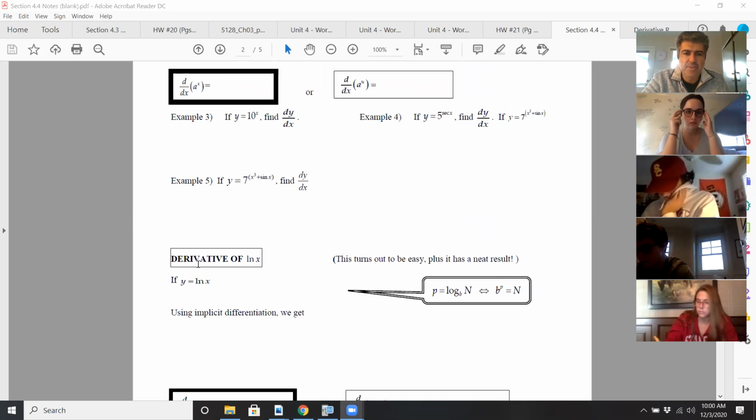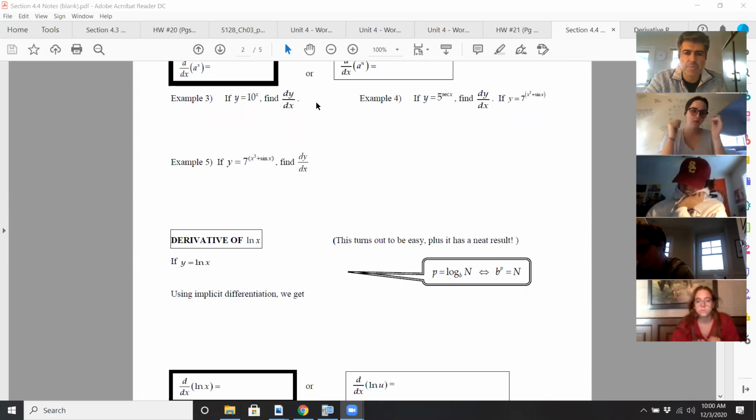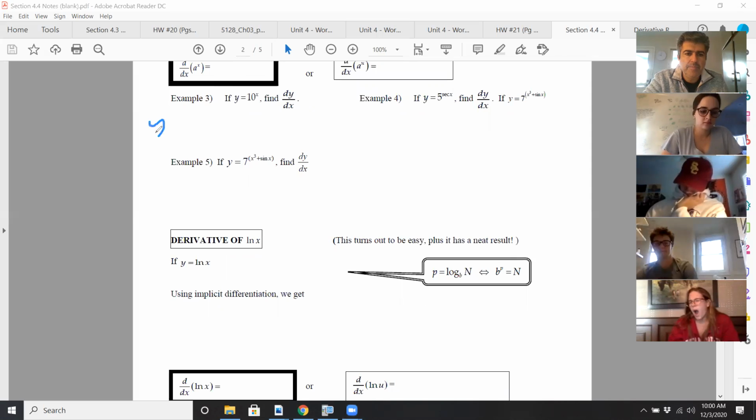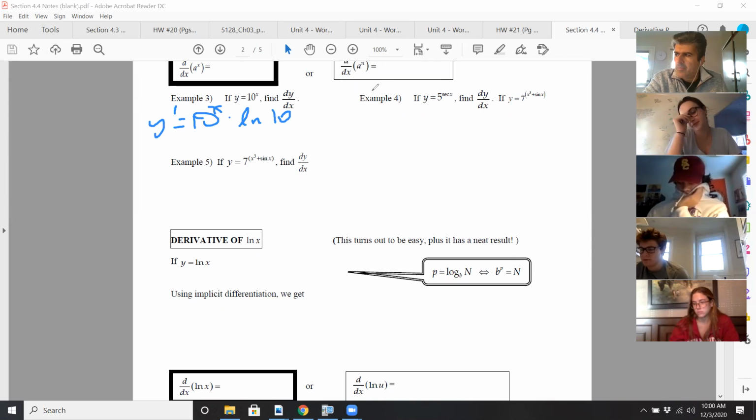Anyway, let's go to examples 3, 4, 5. So this one here is really simple. Let me just reposition this a little bit. That's just going to be y prime, just going to be 10 to the x times natural log of 10. That's all. Done.